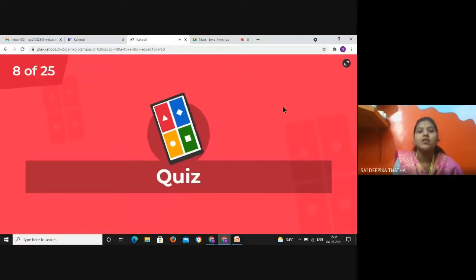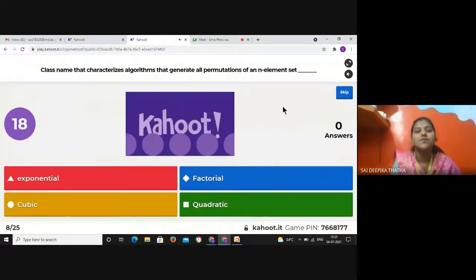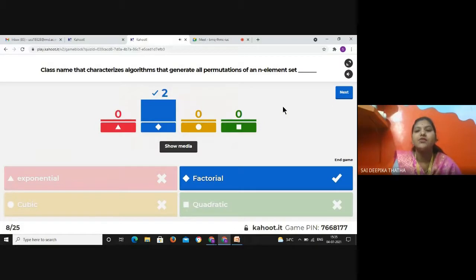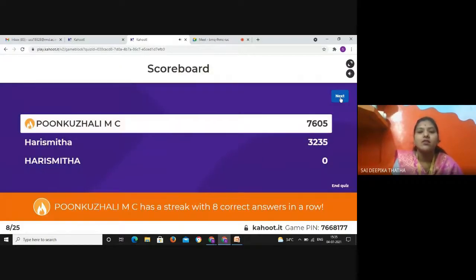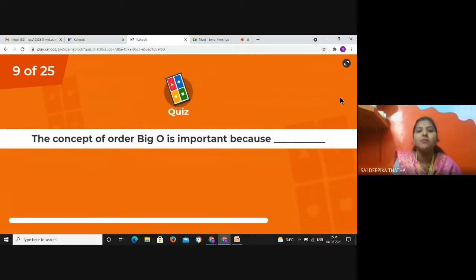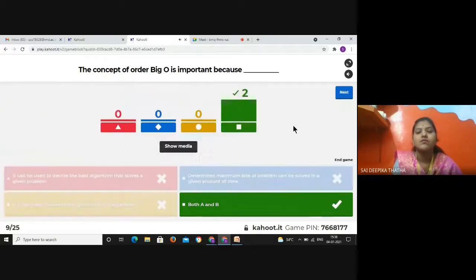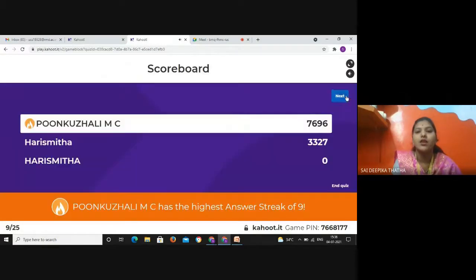Next question. Class name that characterizes algorithm that generates all permutations of an n element set. Exponential, factorial, cubic, quadratic. It's going to be factorial. Good. Poonkulli is on top. The concept of order of growth is important because you need to tell why it is important. Yes, both A and B are correct.